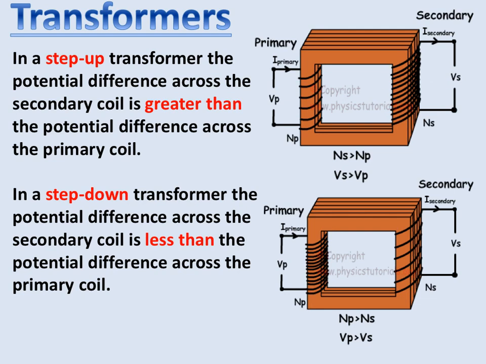A step-down transformer has a lower potential difference on the secondary coil, and it does that by having more turns on the primary coil, as you can see here, than it does on the secondary. So with a step-down transformer, the potential difference across the secondary coil is less than the potential difference across the primary coil. In each case, you need to know that when you increase or decrease potential difference, you do the opposite to current. So a step-up transformer decreases the current, whereas a step-down transformer increases the current.